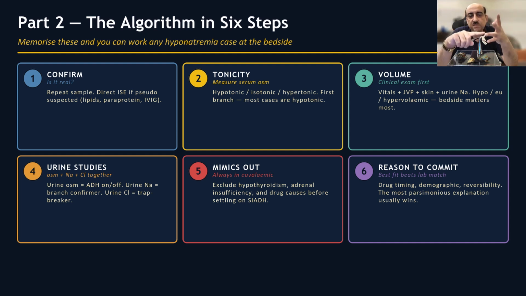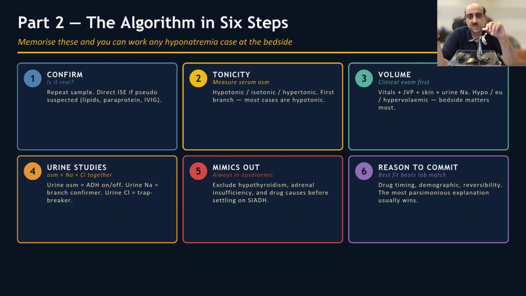Number 2, once you've confirmed hyponatremia, check the tonicity. Hypotonic, isotonic, or hypertonic. Hypotonic is the pseudohyponatremia we have discussed. Hypertonic is hyperglycemia-related translocation that you need to exclude and correct for. Isotonic is the one which is in the middle, which is the true hyponatremia.